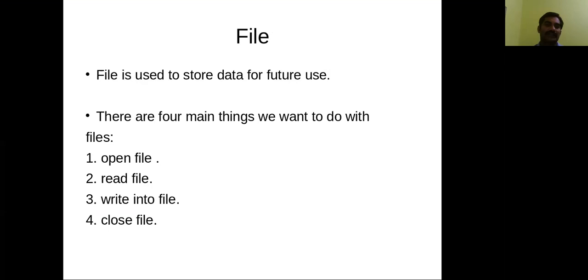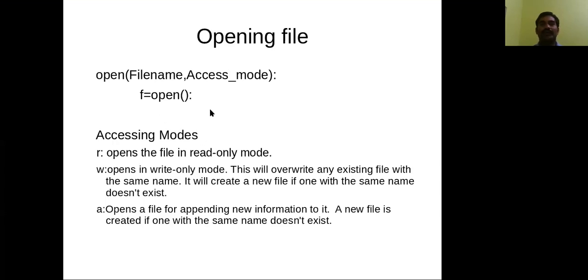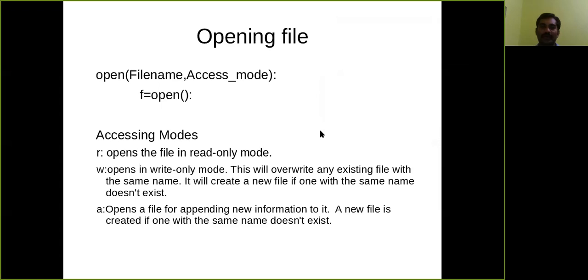Now if you have a file, you open it, perform a read or write operation if you want, and then close it. So four things are related to the file: open your file, read from the file or write into the file, and then close your file. Opening a file is very simple. Use the function open, with file name and access mode. The open function returns a file object.